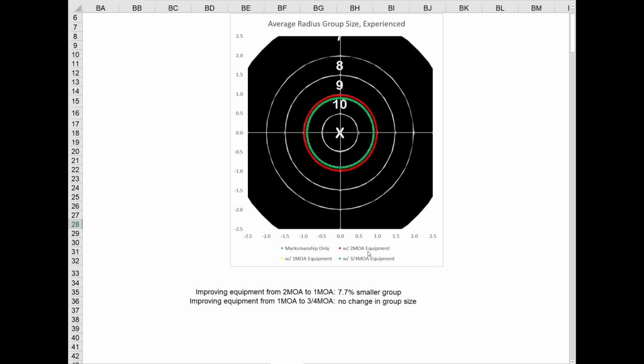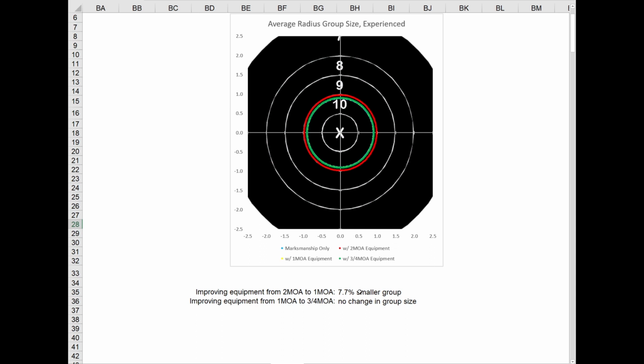But when we add the 2 minute of angle equipment, now we get a larger group on average, which is out here, this red, which is right at the edge of the 10 ring. And then if we improve it from 2 minute of angle to 1 minute of angle, it's underneath this green, basically back to where our marksmanship only was. So if we look at improving equipment again, if we go from 2 minute of angle to 1 minute of angle equipment, we wind up with a 7.7% smaller group.